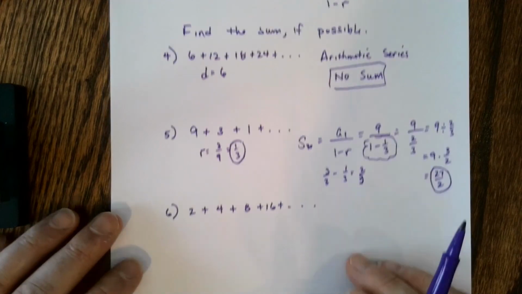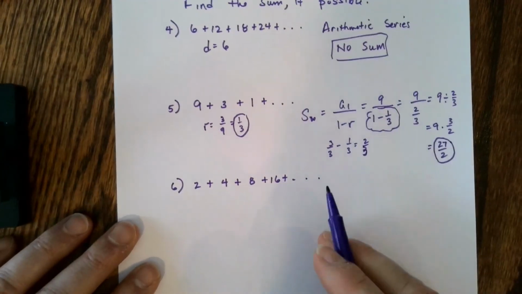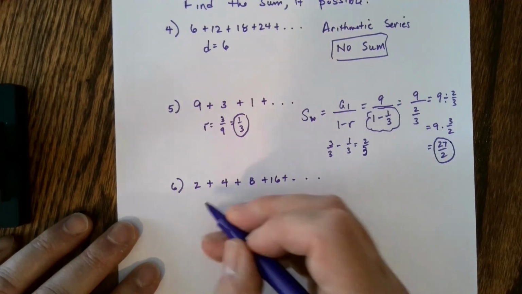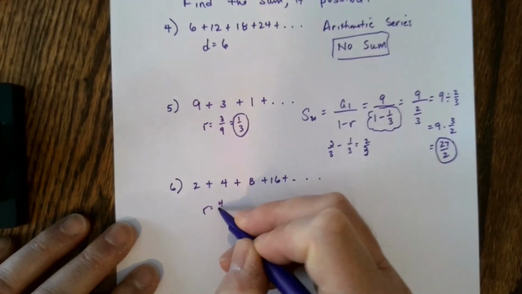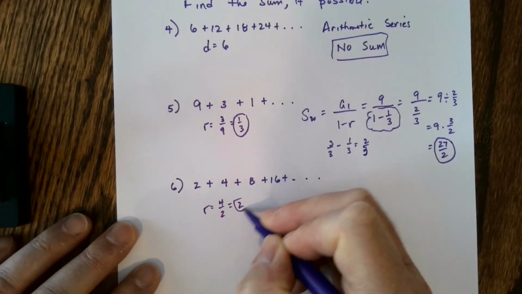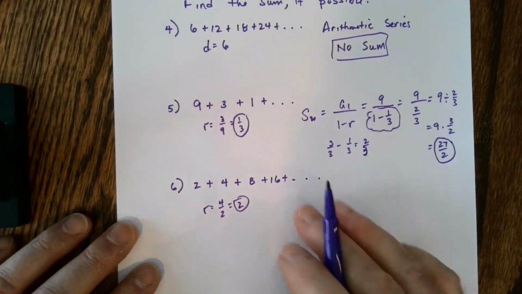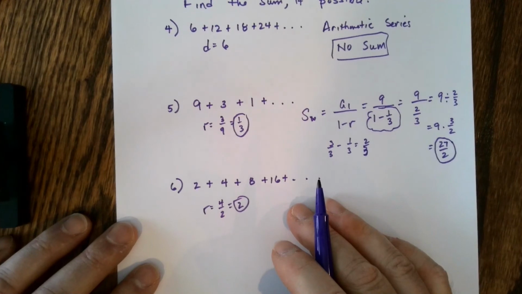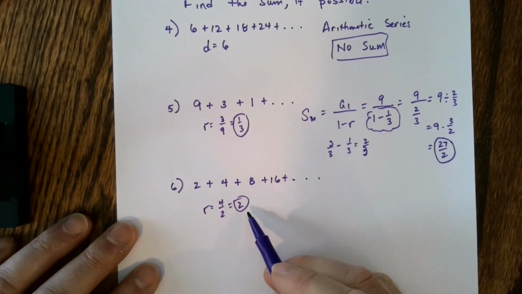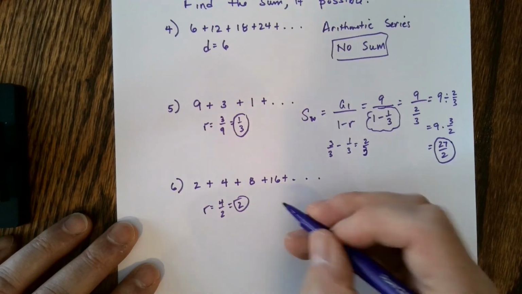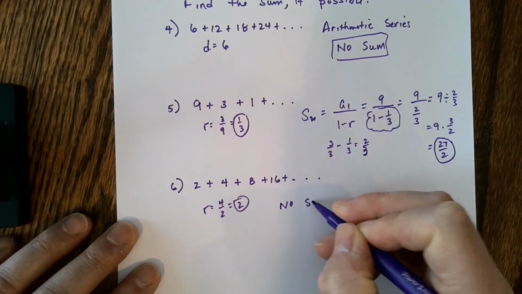Let's take a look at one more example. Here we also have a geometric series. Its common ratio is 2. However, if the common ratio is not between -1 and 1, which means it's greater than 1, even though it's a geometric series, there is no sum.